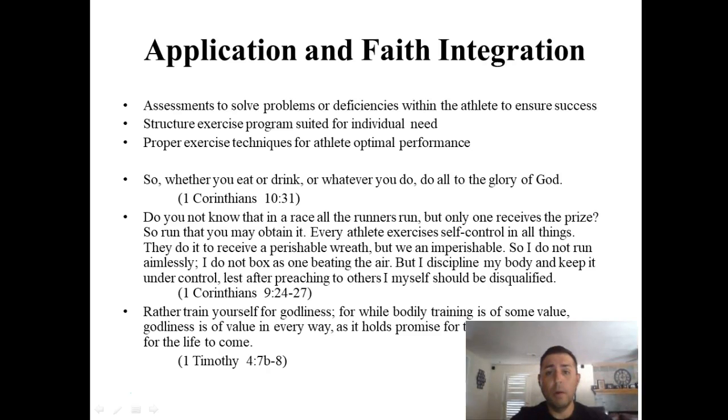So at the end, I wanted to talk about my faith integration. I found some biblical references. Here's one from Corinthians: "So whether you eat or drink or whatever you do, do all to the glory of God." I see this as whatever you try to accomplish in the weight room or while working out, whatever you eat, drink, or do, it all goes to the glory of God.